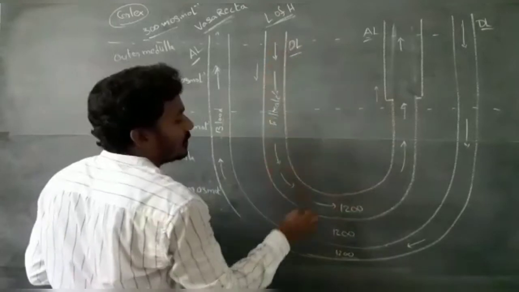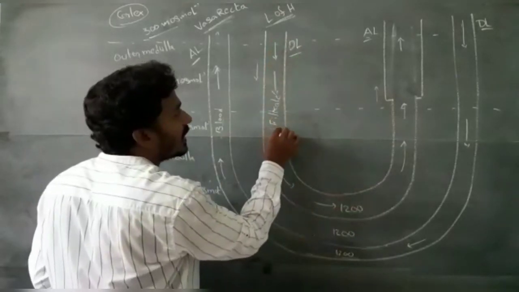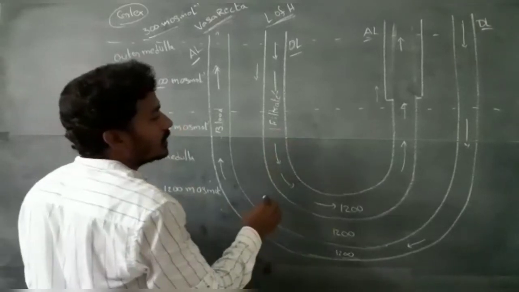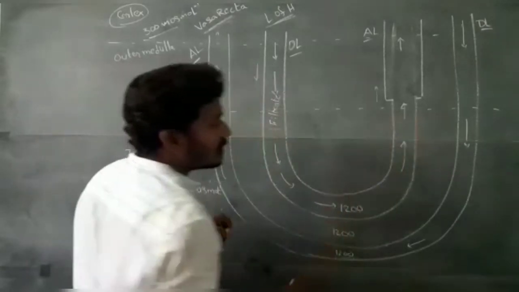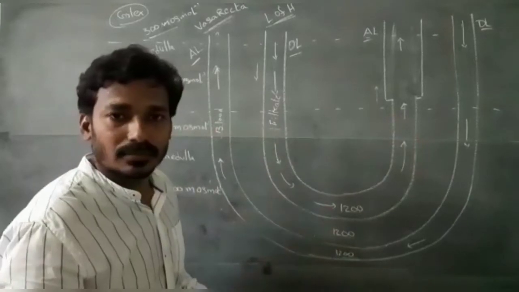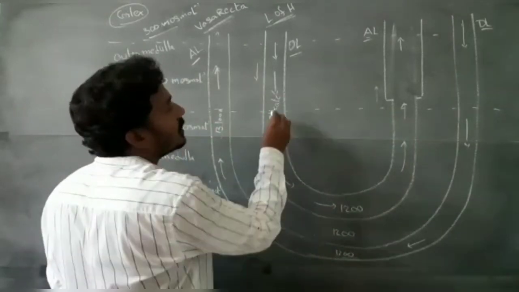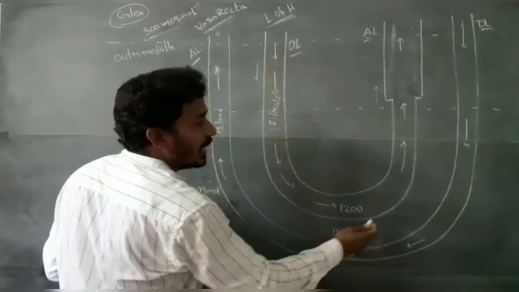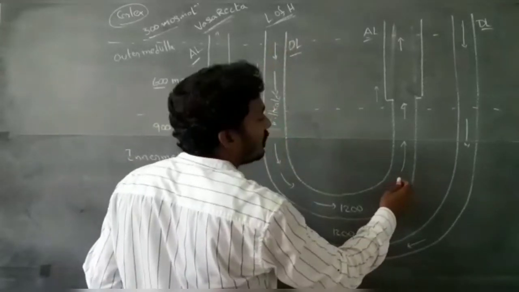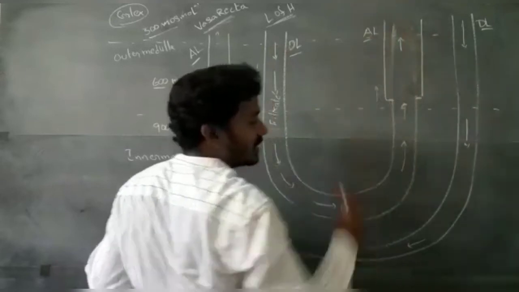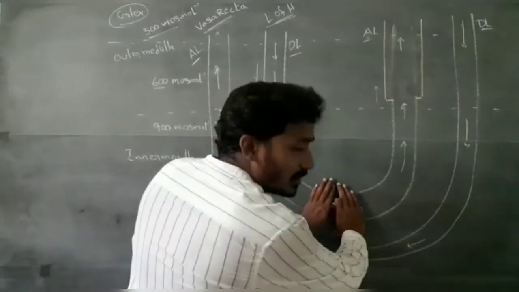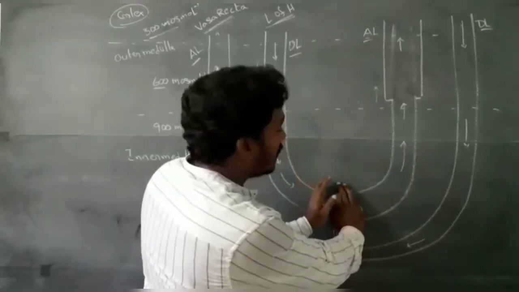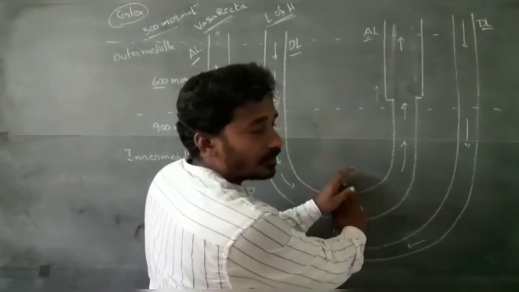The flow of filtrate in the descending limb and ascending limb is in opposite directions. In the descending limb, the flow is towards the medulla, and in the ascending limb, the flow of filtrate is towards the cortex. In these two limbs, the filtrate flows in opposite directions.